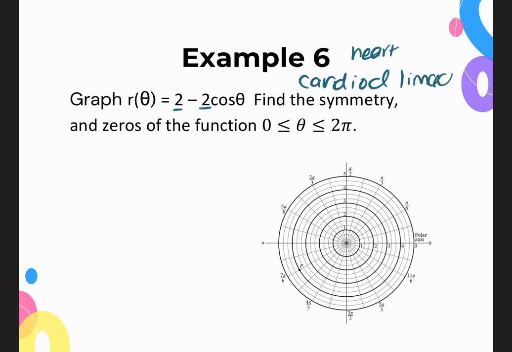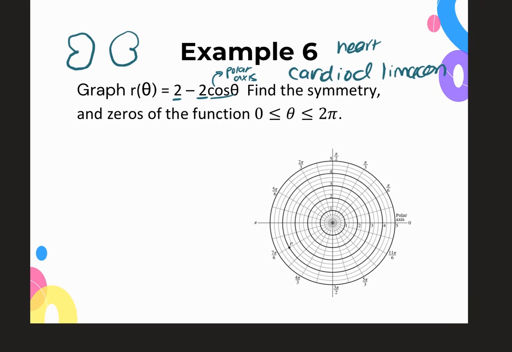Limaçon. How about symmetry? What kind of symmetry does it have? Polar axis. So it's either going to look like this-ish or it's going to look like this. So you only have to plot points from the top and then reflect it over the bottom, or the bottom and reflect it over the top. All right, so we said it has polar axis symmetry. So I'm going to plot points from the top of my unit circle, and then I will reflect it to the bottom.